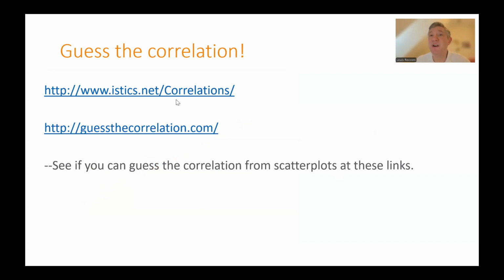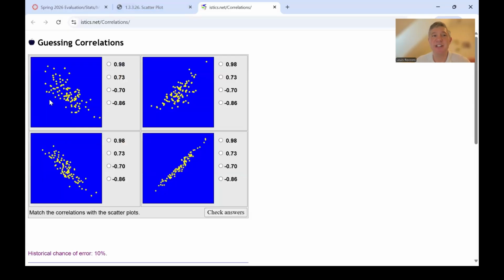These are some fun links you can check out. It'll give you some scatter plots and you can guess what the correlation might be. It'll pop up like this and you can play here. This one looks like, as X increases, Y starts to decrease, so it's probably a negative correlation. The tighter the dots are together, the stronger the relationship. So I'm going to say negative 0.7 here.